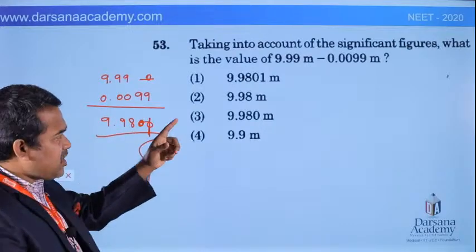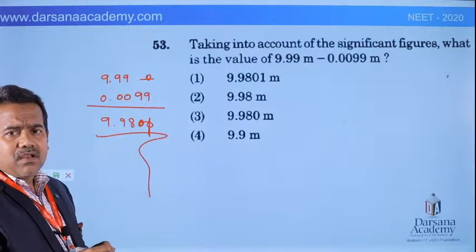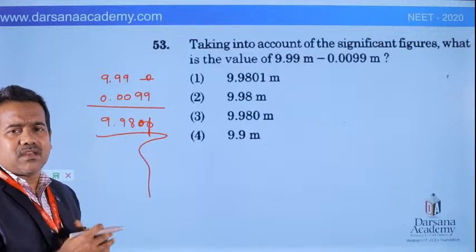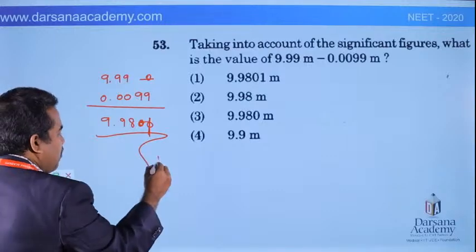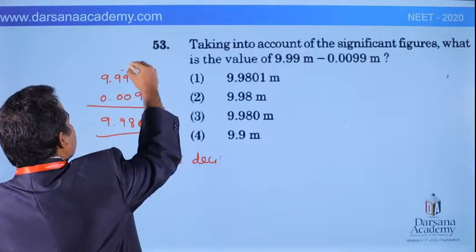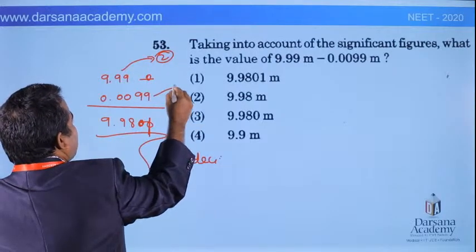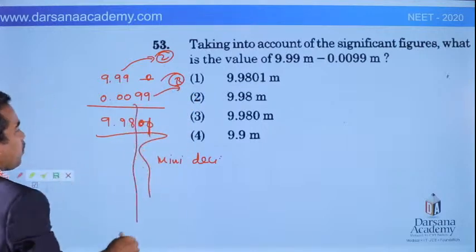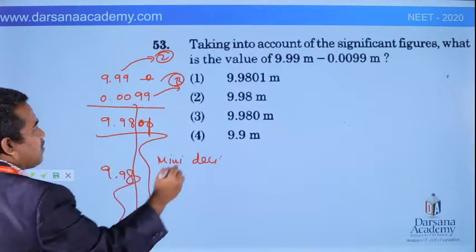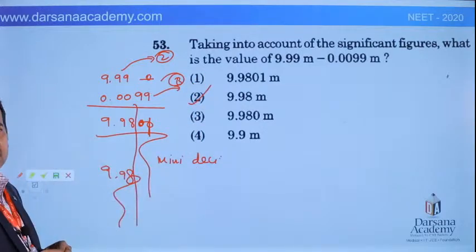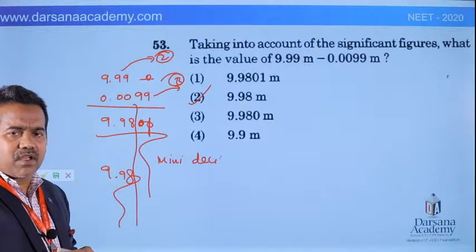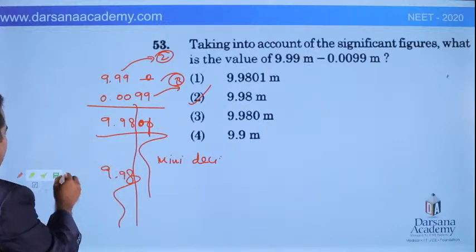But scientifically, we know in the subtraction process, the answer should retain the minimum number of decimal places. That is a rule. In this case, here it is 2 decimal places, here it is 3. The answer should be with 2 decimal places. So you get the answer as 9.98. A simple question, and maybe that question is from our comprehensive material.